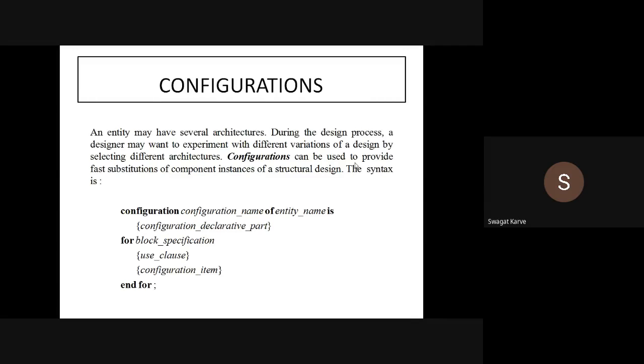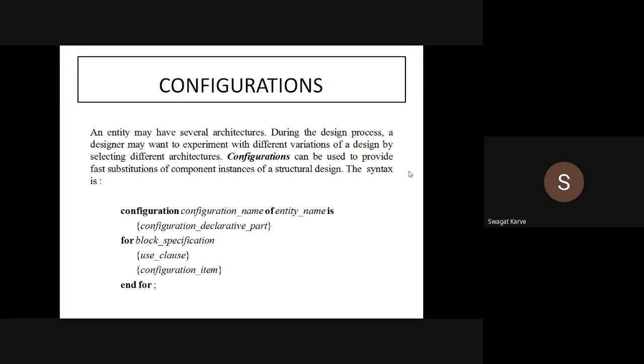Understood? Okay. Now what do you mean by configurations? Configurations म्हणजे काय? Now in your architecture, that means in your design, you can know a same entity can be used by, or same entity can have several architectures. More than one architecture you can use with the same entity. Entity is common, but the same entity you can use for many architecture part.